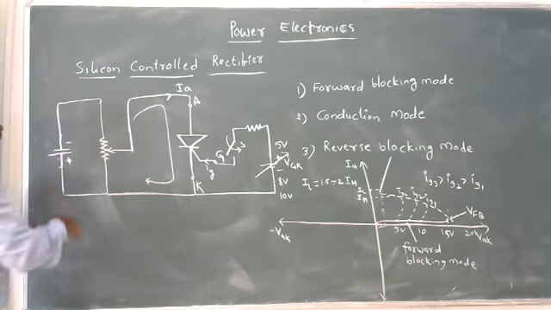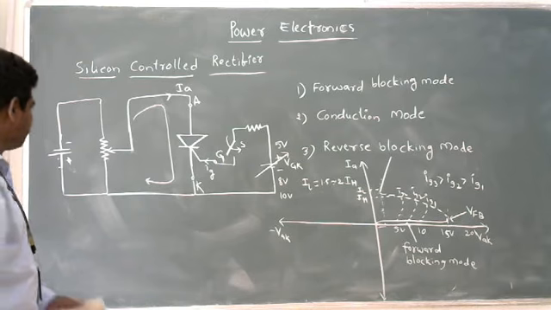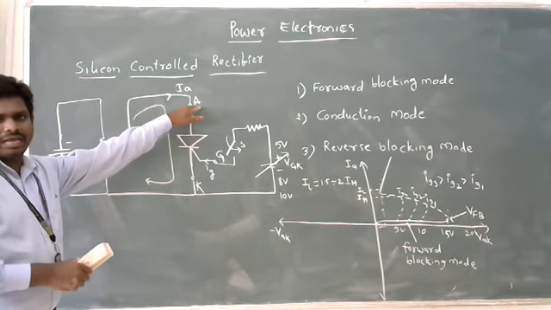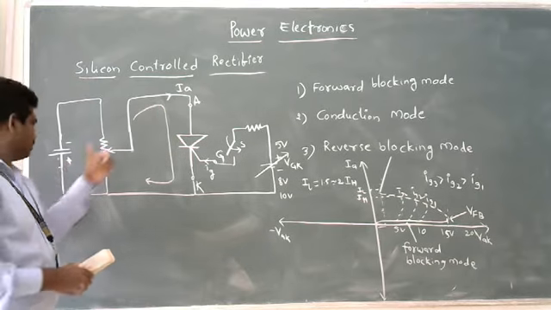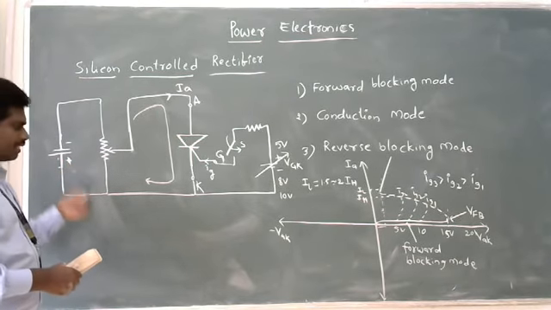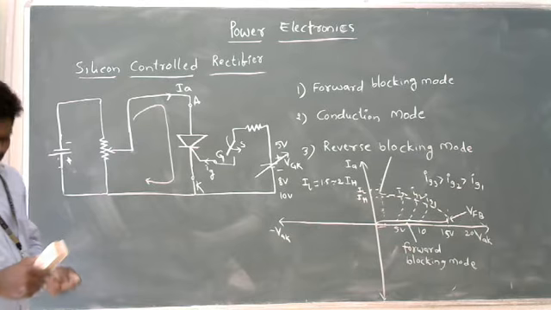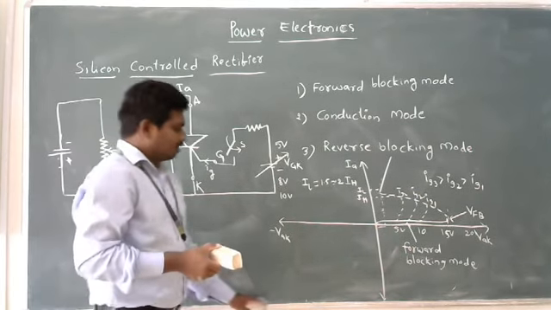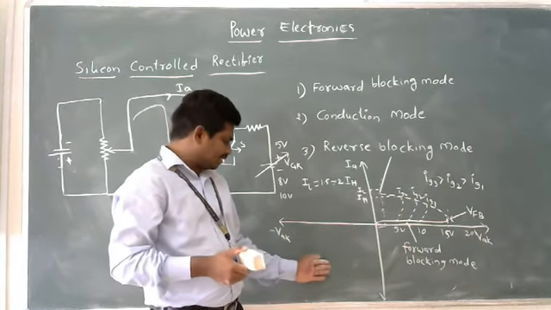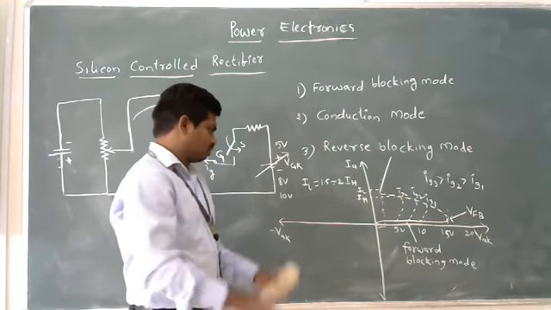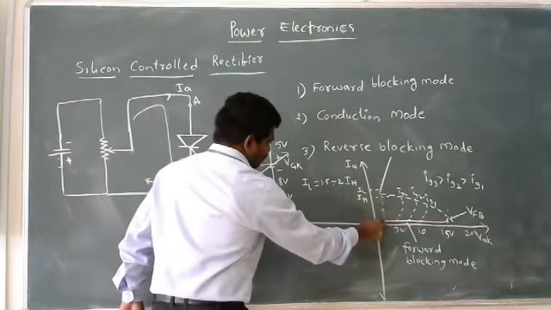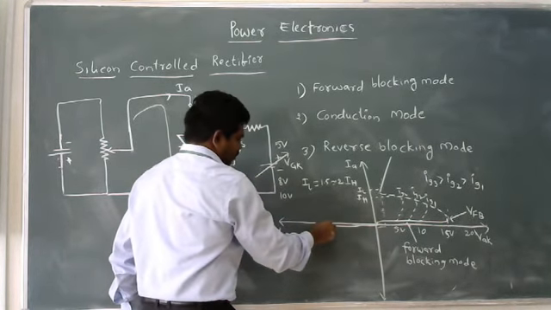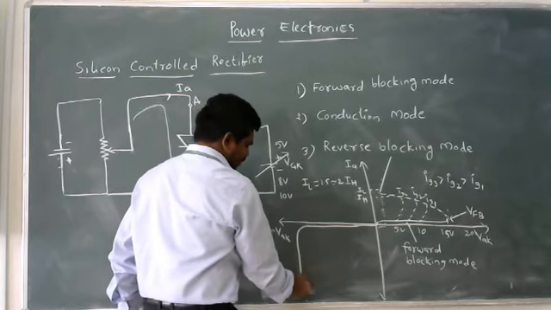This is minus, this is plus. Now the minus polarity is applied to the anode of the device, and the plus of the battery is connected to the cathode. This type of biasing is called reverse biasing. Reverse biasing means the SCR device gets the characteristics in third quadrant operation. Initially there is no current flowing through the device, same as diode characteristics.